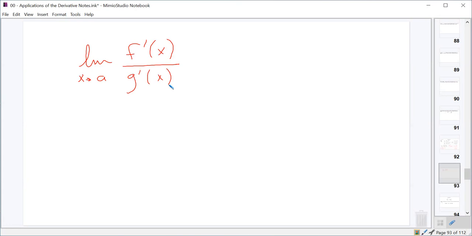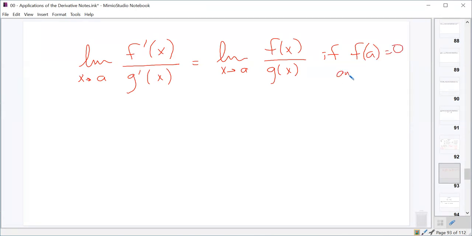So we can say that the limit as x approaches a of f prime of x over g prime of x is equal to the limit as x approaches a of f of x over g of x if f of a equals 0 and g of a equals 0.